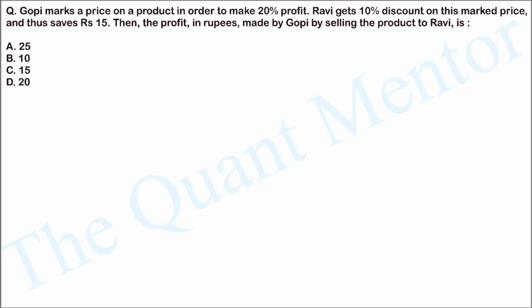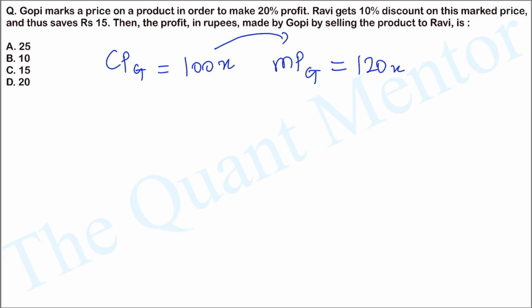Let us suppose that for Gopi, the cost price was equal to 100x. He wants to make a profit of 20%. So the marked price for Gopi will be equal to 20% higher or 120x. But Ravi gets a 10% discount on this mark price. So mark price will reduce by 10%. That is, it will reduce by 12x. And the selling price for Gopi should be 120 minus 12x, that is 108x. Ravi is saving 15 rupees.